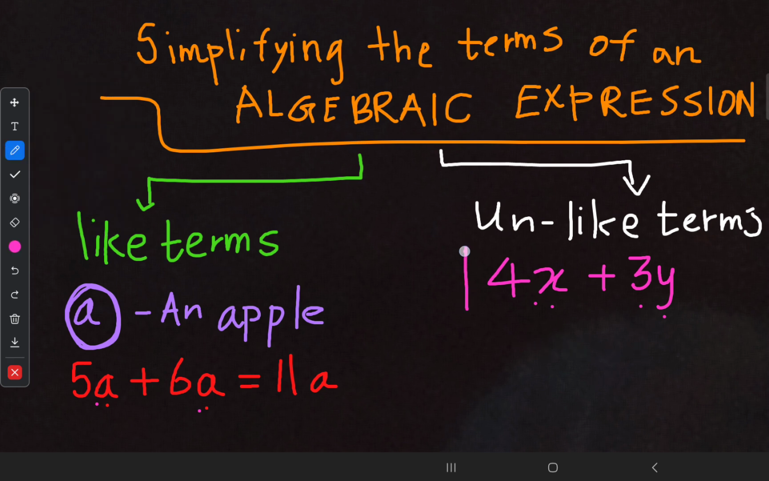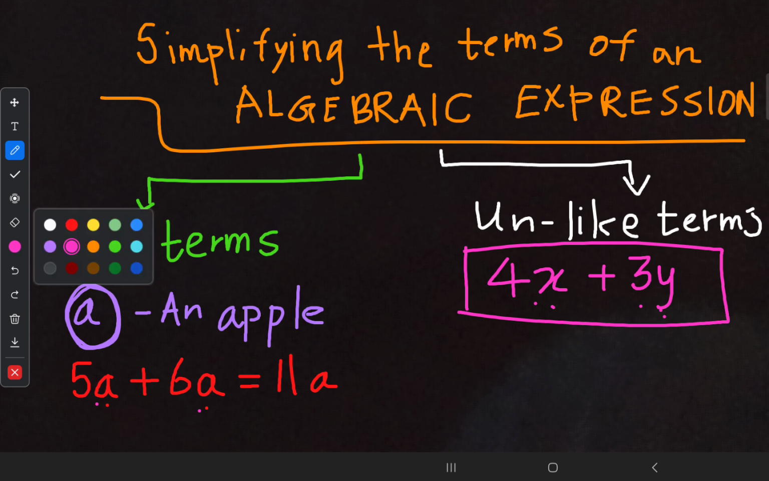This is classified as unlike terms. These two variables are different, so we cannot do any arithmetic calculations for these two. If the terms are like terms, we can add, subtract, and do those arithmetic calculations. But here the terms are different, so these are classified as unlike terms. So we can't add or subtract in these cases.